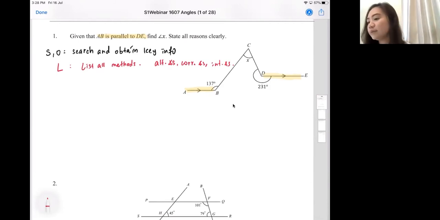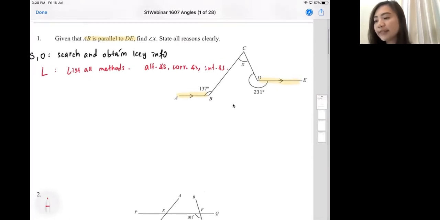In this case, you see that AB and DE are not directly related, because the parallel lines are quite far apart. In this case, we can draw our own additional lines.